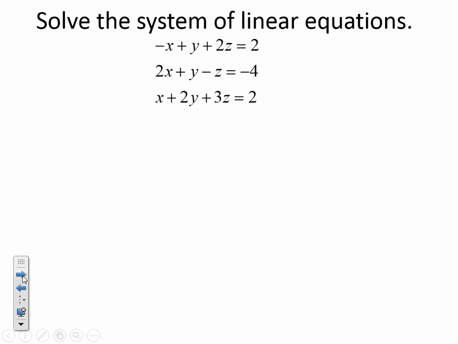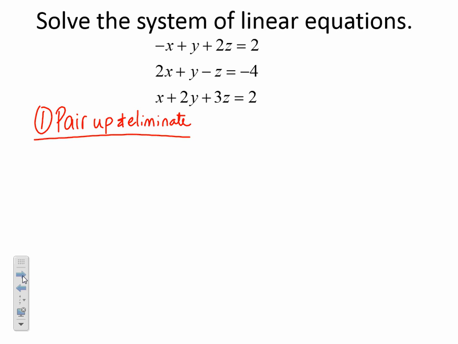So let's take a look at solving this system here. You can see that we have the xyz, xyz, xyz. There's three equations here. And our first step is going to be to pair them up and eliminate something. It doesn't matter how you pair them. I think I'll pair the top one and the middle one, let's say.